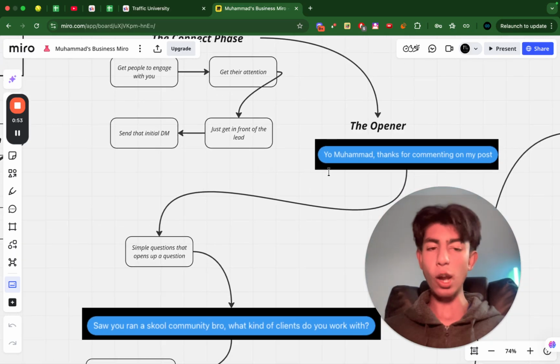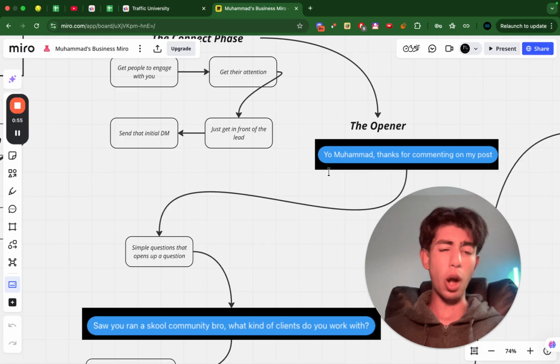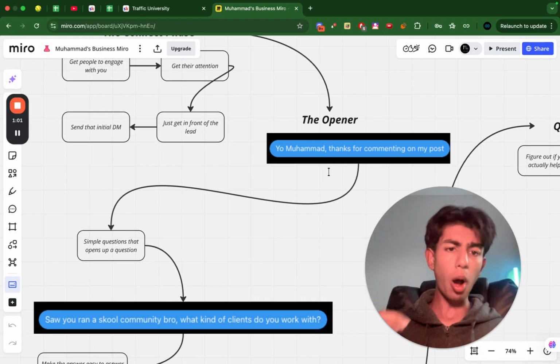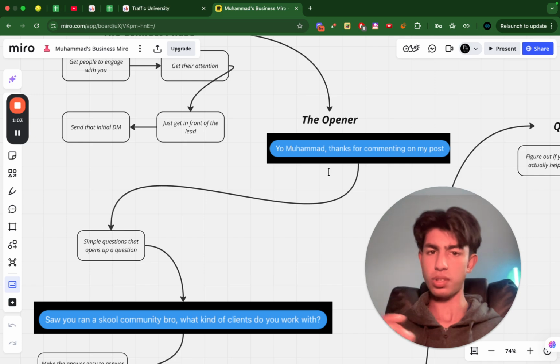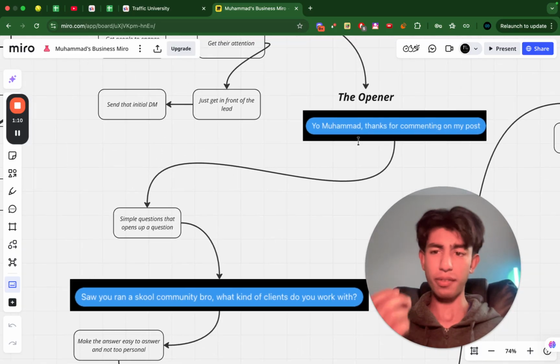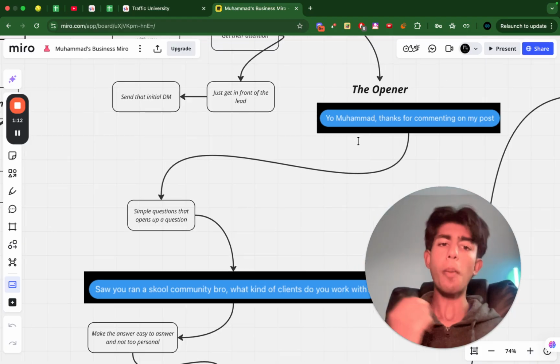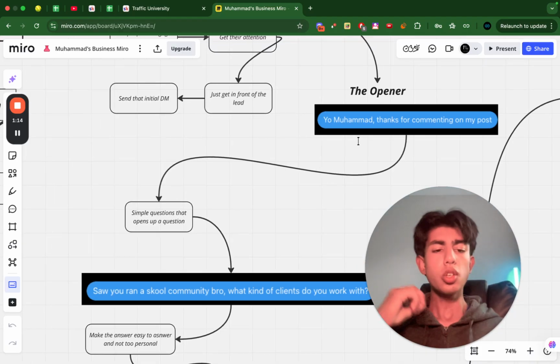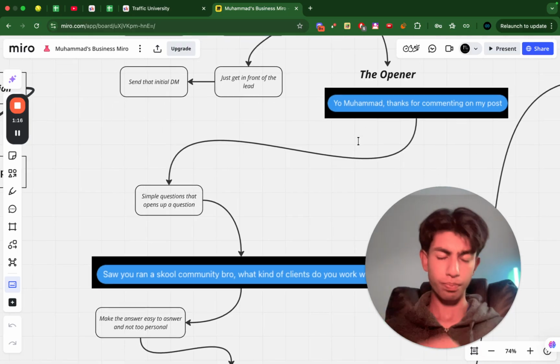So here's the exact opener that I used, which had, I would say, close to a 25% response rate, which is unheard of in my industry. Yo, Mohammed, thanks for commenting on my post. Now, obviously, don't say this if they haven't commented on your post or your reel. Okay? So this is only if they've commented on your post or on your reel. So, yo, Mohammed, thanks for commenting on my post. Yo, Daniel, thanks for commenting on my reel.